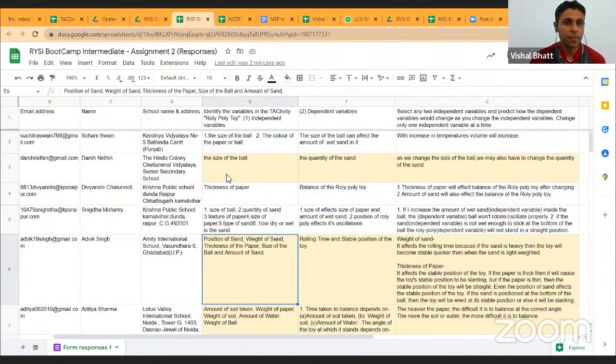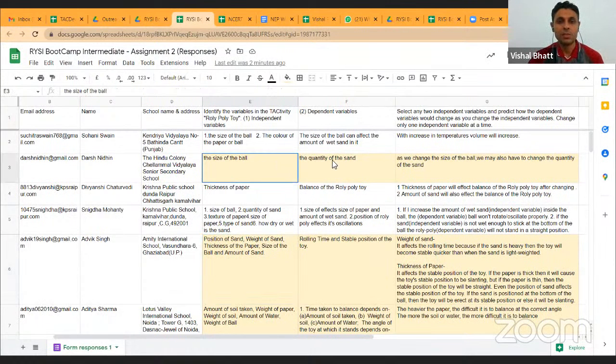Please repeat the question. So the question is, one submission, as you can see here in the shared screen, has the independent variable as the size of the ball. So let's say I can increase the size of the ball, and the dependent variable, which I'm going to observe as I do that, is the quantity of the sand. So what you can do, Vedansh, is go back on mute, think about this, and if you have a response, you can come back. Okay, sir.